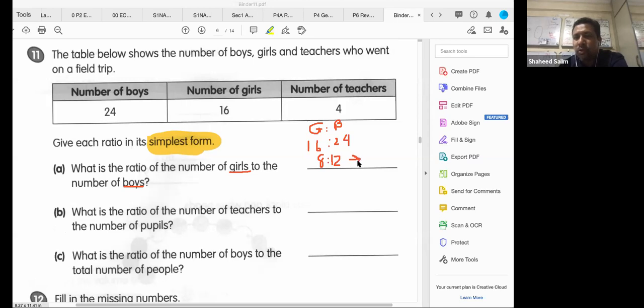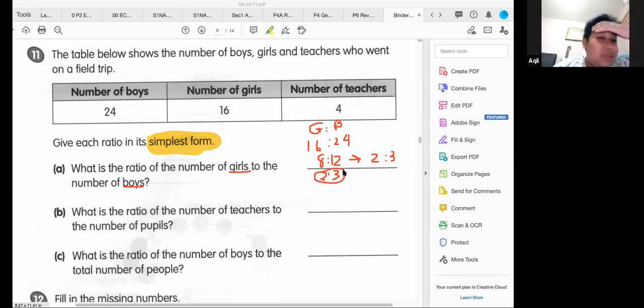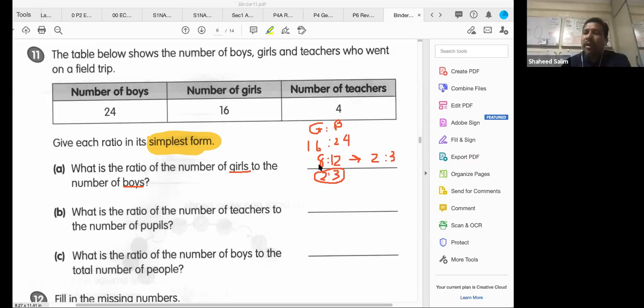Putri said the answer is 2 is to 3 lah. So you know why? Because you can still divide some more. I can divide 8 by 4. Divide by 4, I get 2. I divide 12 by 4, I get 3. This is now simplest form. Can divide by 2, right? I can divide by 2 some more. 8 can you can divide by 2? 4. Yeah, can divide by 4. If you want to divide by 2, you take a longer time lah.